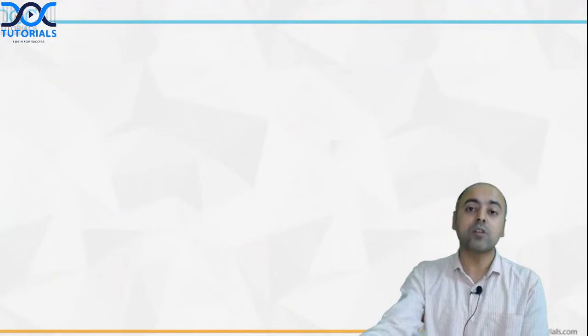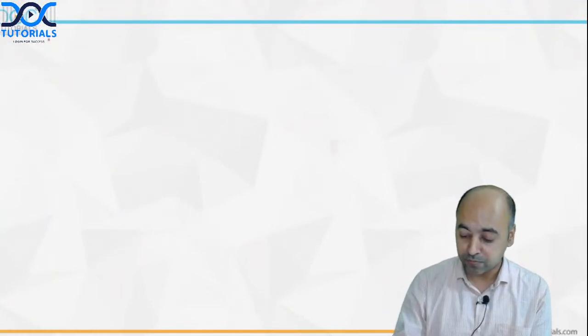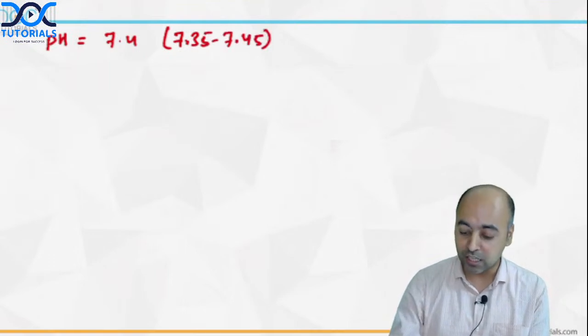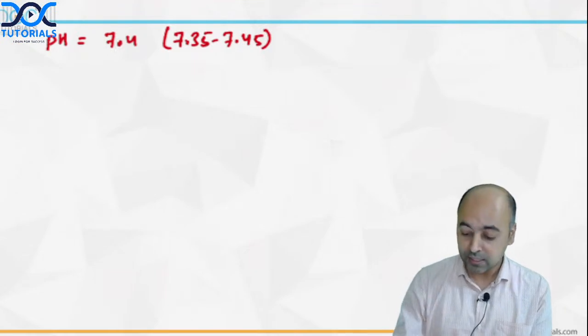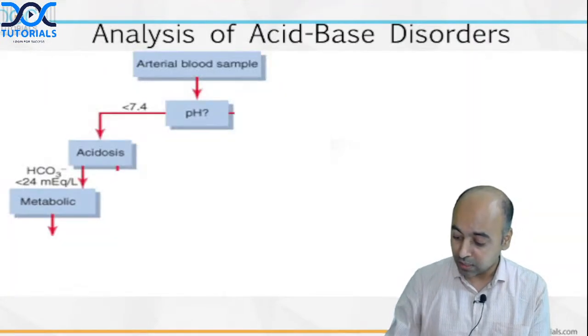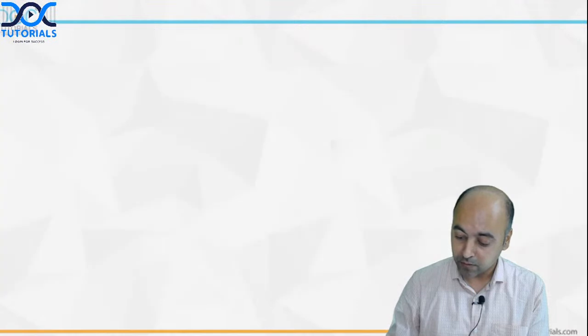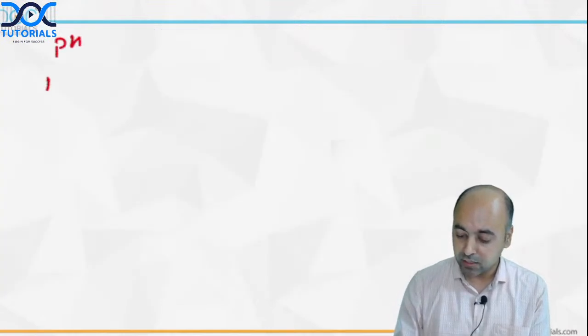So when we're talking about acid-base imbalance, what you have to know is that the normal pH is 7.4, the range being 7.35 to 7.45. I'm sure all of you know this. This is mostly a recap that we are doing. Okay, we are talking about the pH, and second, we talk about the PCO2.